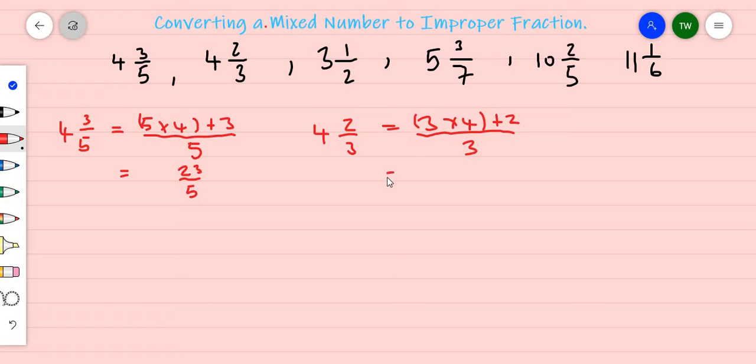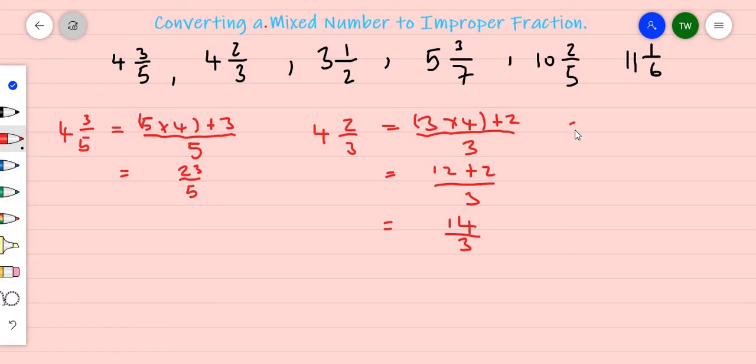Then you just simply simplify this, which is going to be 3 times 4, that's going to give us 12, plus 2 over 3, which gives you a final answer of 12 plus 2, that's just 14 over 3. Let's look at another one.